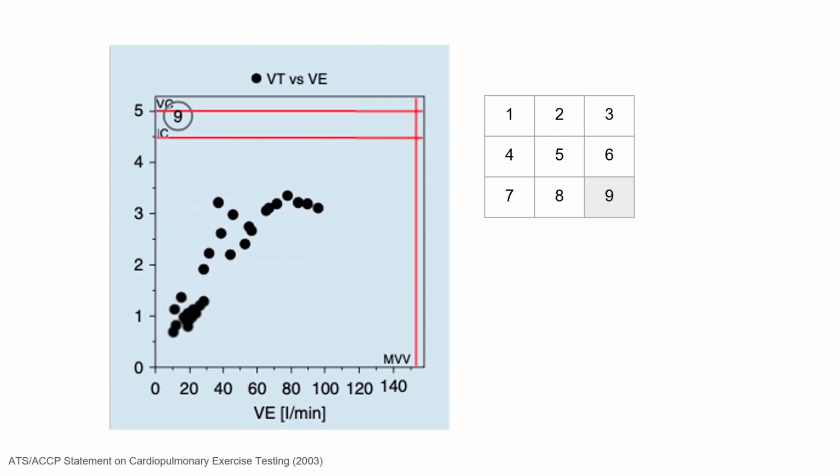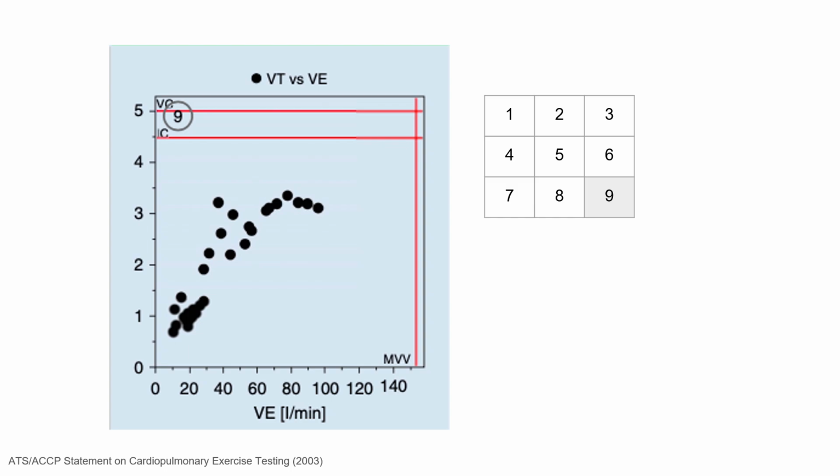Now we're looking at panel number 9, and this panel is looking at minute ventilation versus tidal volume. In a normal healthy patient, the resting tidal volume is approximately 10 mils per kilo, so an 80 kilo person has a tidal volume of 800 mils. And this panel, comparing tidal volume to minute ventilation, is useful for determining abnormalities in the rise of either tidal volume or respiratory rate. Because if ventilation increases without much rise in tidal volume, then it must be because they're increasing the frequency of their breathing.